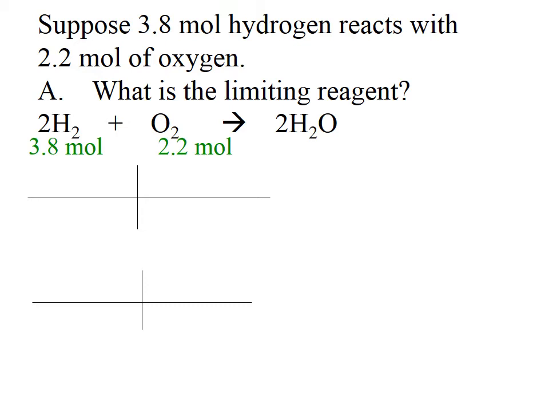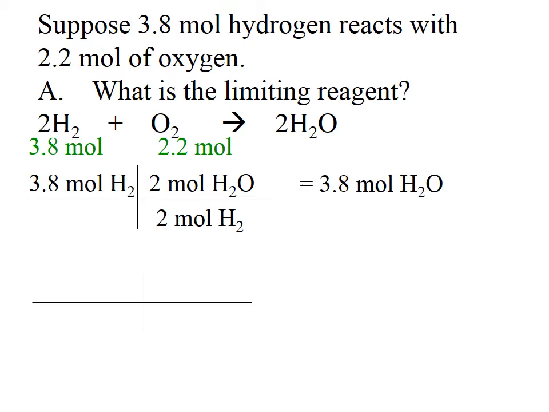So the first thing we need to do, let's tackle it this way, is to go from moles of hydrogen to moles of water. So see how many moles of water we get from this amount of hydrogen. So we start with 3.8 moles. We look at the mole ratio of 1 to 1 or a 2 to 2. So 2 moles of water to 2 moles of hydrogen. So that gives us our same 3.8.